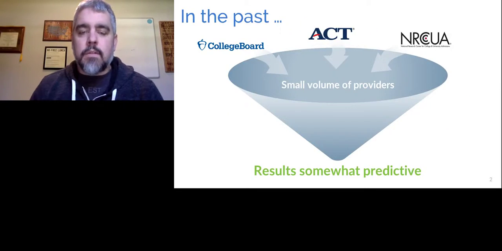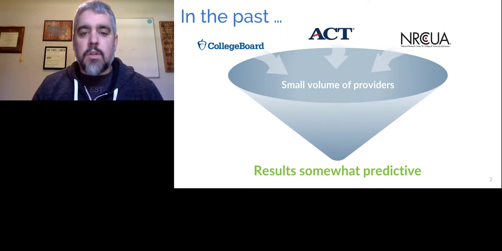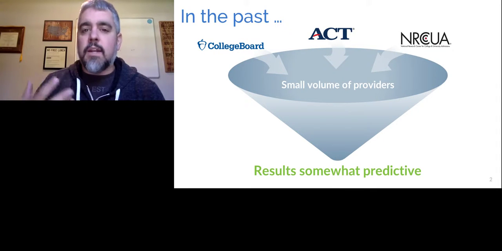So when we think about the past with respect to how institutions connected with students in schools, we know that 20 years ago or so there were a limited number of providers that you would use to get your lists of students that you recruit through the process, and the results at the bottom of the funnel were somewhat predictive. We knew that if we needed to get X number of enrolled students, we could understand what our prior yield rates were and our prior conversion rates were.